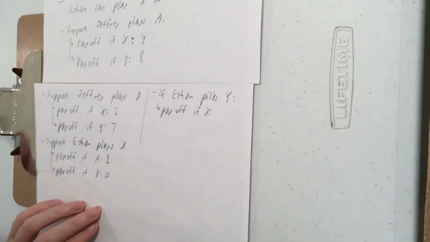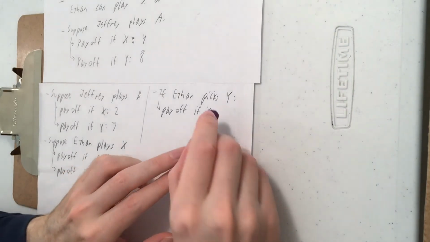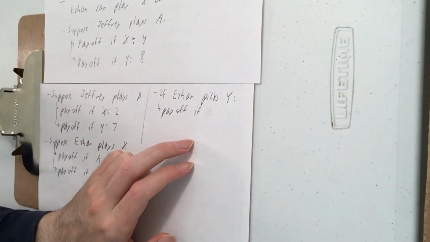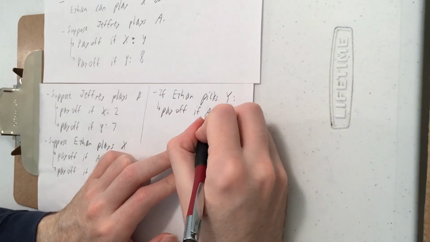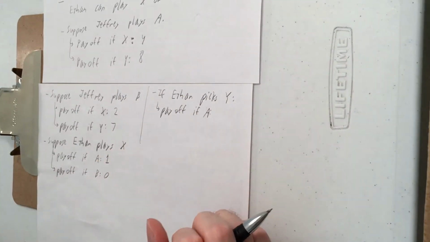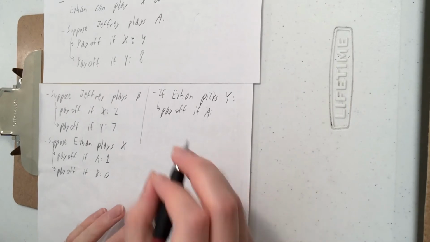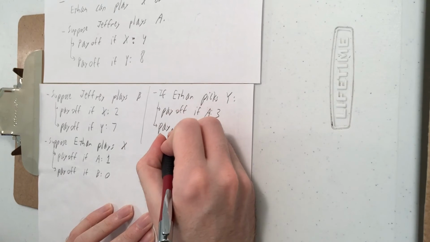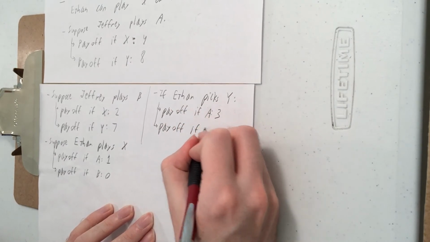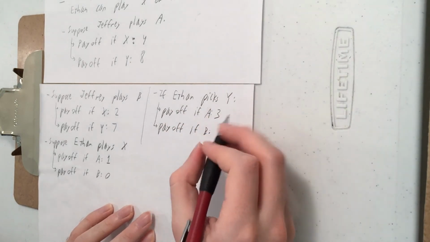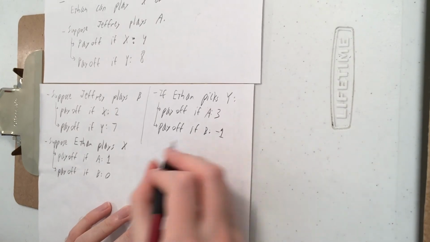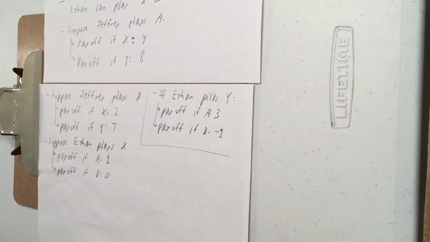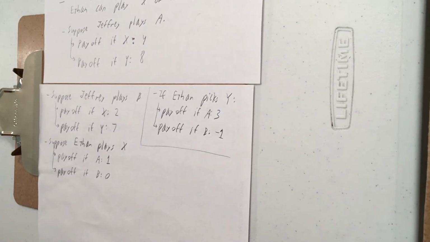He'll get, oh, that should be if A. So Ethan's picked Y, and Jeffrey can pick either A or B, not X. So if Jeffrey picks A, Ethan gets 3. If Jeffrey picks B, Ethan gets -1. So you can see the game written out in this form could be kind of hard to analyze. That's why we use a table.